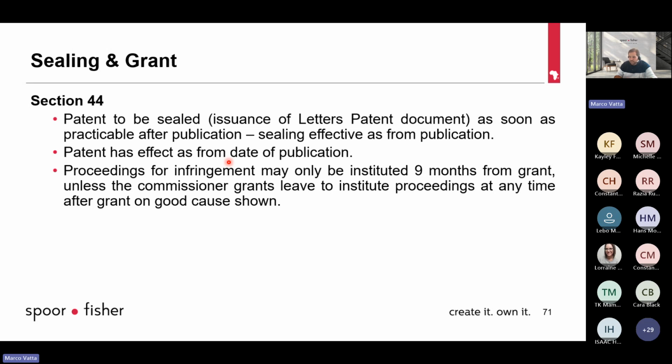Importantly, section 44 provides that a patentee may not institute infringement proceedings within the first 9 months from grant, unless the Commissioner grants leave to institute proceedings at any time after grant on good cause shown. So there is a 9-month moratorium within which infringement proceedings cannot be instituted by the patentee. That can be waived if application is made to the Commissioner of Patents and there are good grounds for the reason to waive that moratorium.